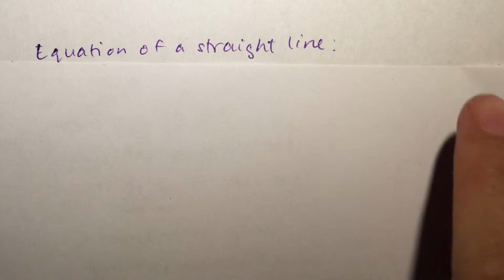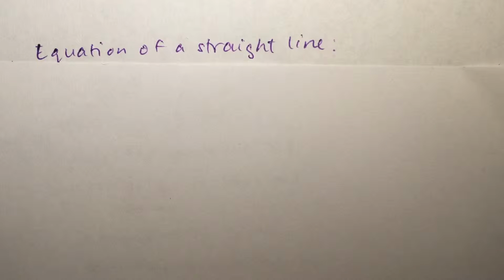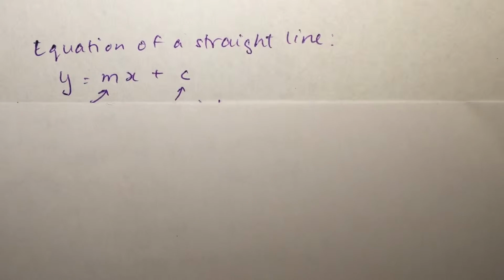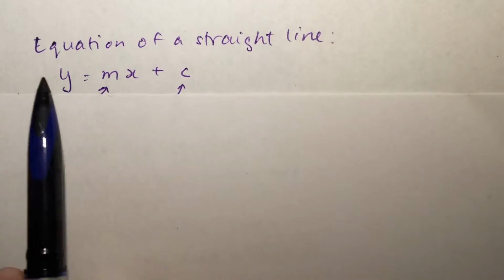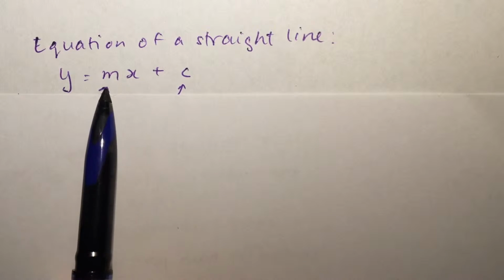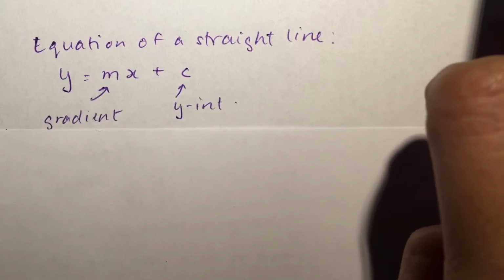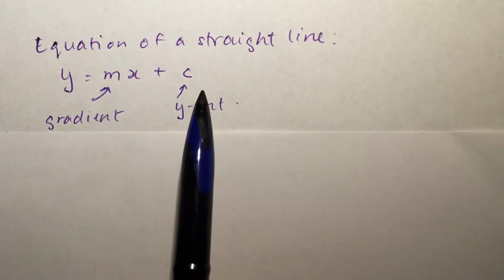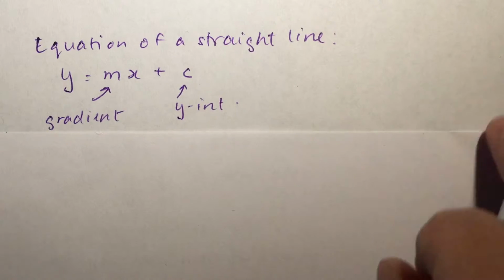Alright, today we're going to learn about the equation of a straight line. In coordinate geometry, there are many occasions where we have to find the equation of a straight line, and an equation of a straight line is always in the form of y equals mx plus c. So what does m represent? M represents the gradient and c represents the y-intercept.